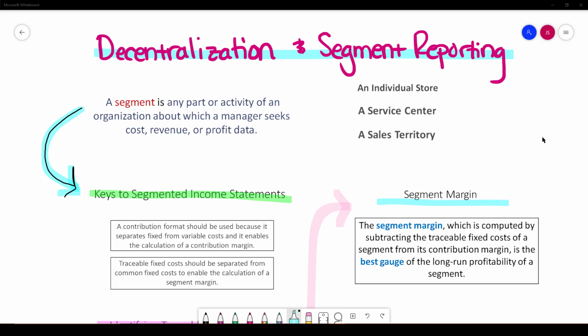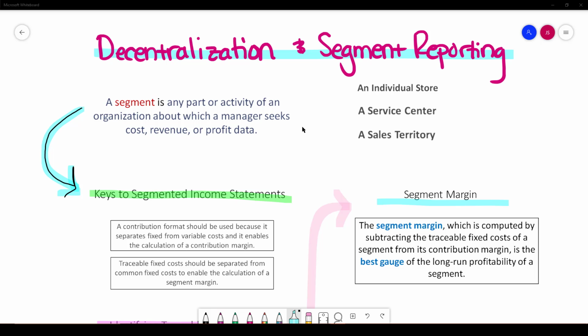So now that we've concluded our discussion of absorption versus variable costing, we're going to look at decentralization and segment reporting. A segment is any part or activity of an organization about which a manager seeks cost, revenue, or profit data. This could be an individual store, for example, a service center, or even a sales territory. For example, if we're looking at the Western United States versus the Southern United States versus the Eastern United States. So it just depends on the company how they break up their segments.